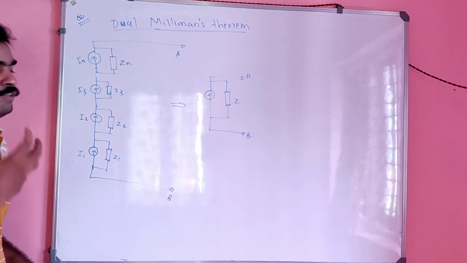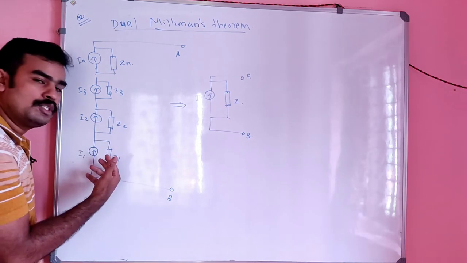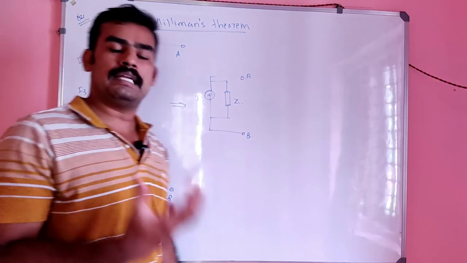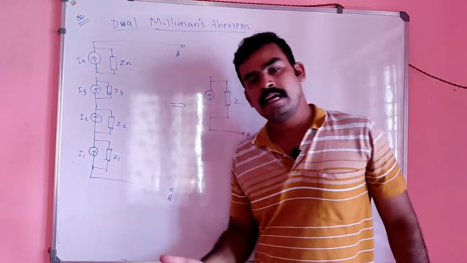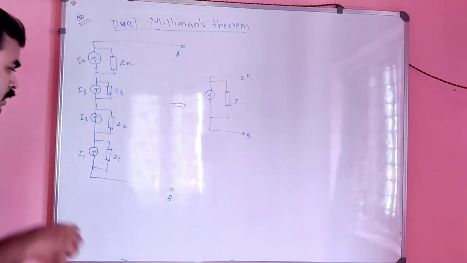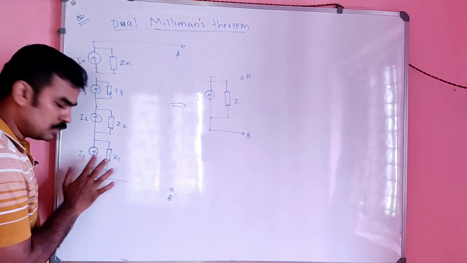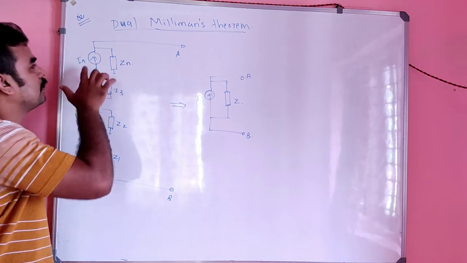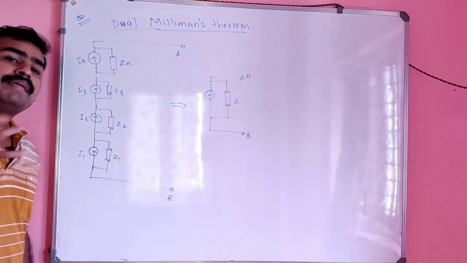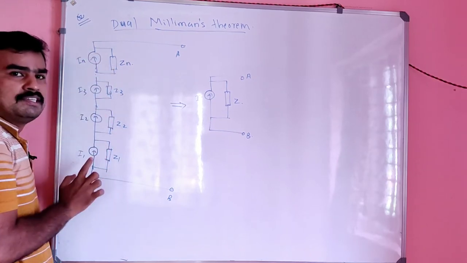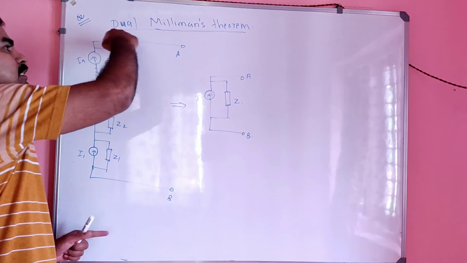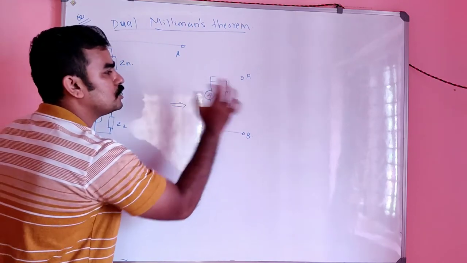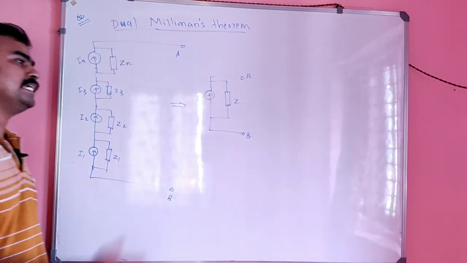If you have so many current sources in parallel with an impedance, we know that generally we represent a voltage source in series with a resistance or impedance, and a current source in parallel with an impedance. Suppose you have current source one in parallel with an impedance, current source two in parallel with an impedance, current source three in parallel with an impedance, and up to current source n in parallel with an impedance, all connected in series, with effective terminals A and B. Then this can be equivalent to a single current source in parallel with that impedance.